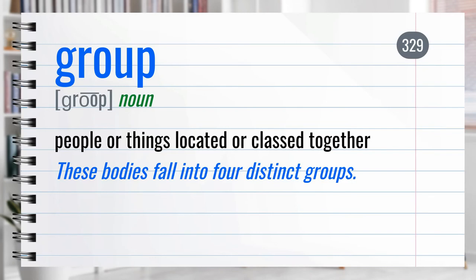Group. Group means people or things located or classed together. For example, these bodies fall into four distinct groups.